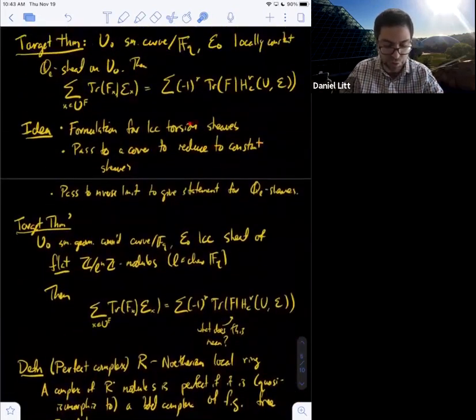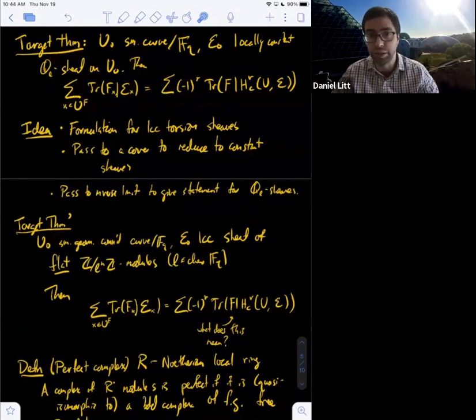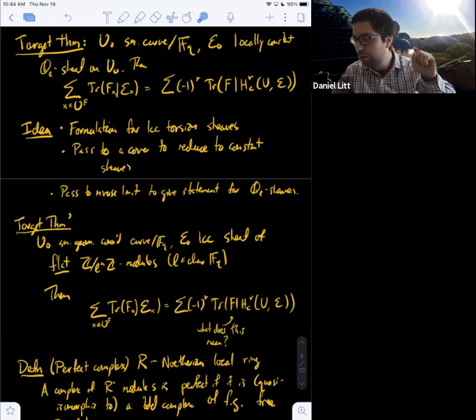More or less, you reduce to the case of constant sheaves by passing to a cover. And then you have to prove something for constant sheaves, and that thing is not trivial, but it's closely related to what we already did. So I'm not going to do that now because we're running low on time, and I want to get to the geometric content of the Weil conjectures.